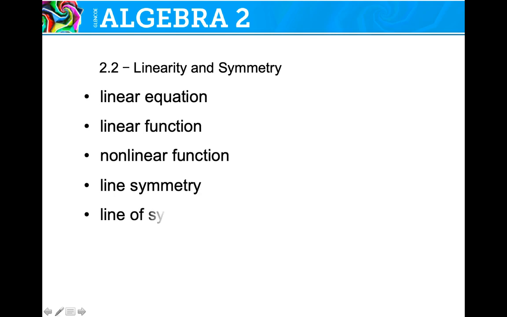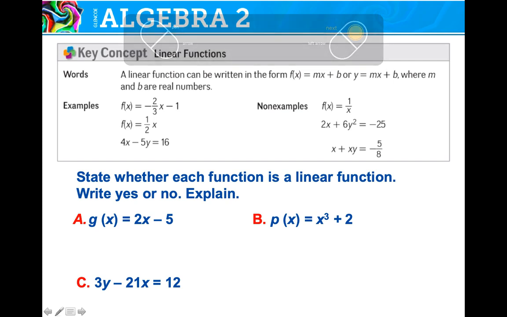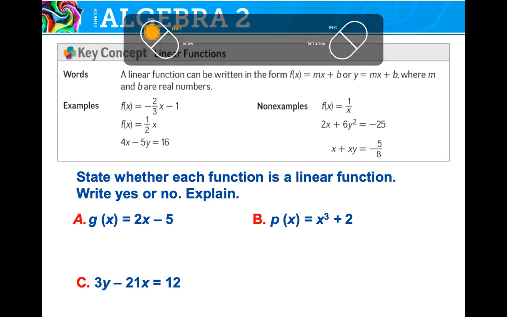Last thing, 2.2, linearity and symmetry. What are the first 4 letters of the word linearity? It's a line. So really all we're going to be focused on is, can something be written as a line if it's going to be linear, which means y equals mx plus b. And then symmetry is something that you talked extensively about in geometry class. So in order to be a linear function, we should be able to change it into y equals mx plus b, or f of x equals mx plus b.